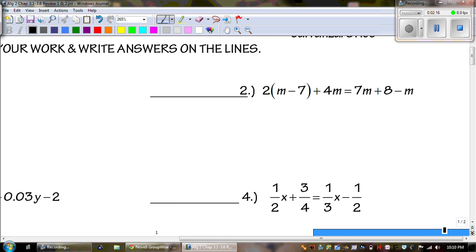Okay, number 2. So once again, I'm going to draw my line down the middle. The first thing that I notice is that I have the parentheses and I need to distribute the 2 inside. 2 times m is 2m and 2 times 7 is 14. And that's the only thing that changes.